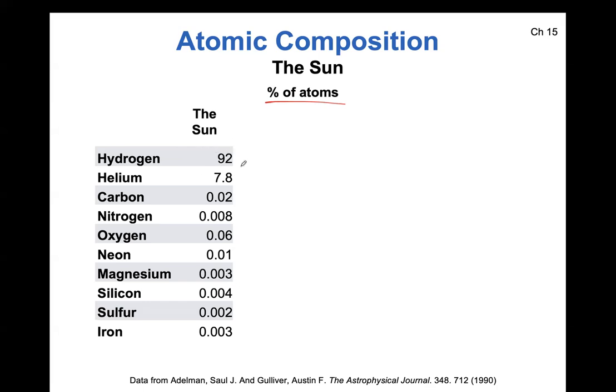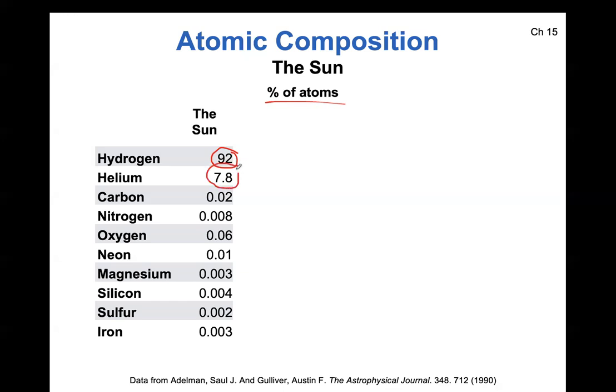And so the percentage of atoms that make up the sun that are hydrogen is 92. In other words, most of the atoms inside the sun are hydrogen atoms. And remember that a typical hydrogen atom is just one proton. It's only the quite rare isotope called deuterium that has one proton and one neutron.